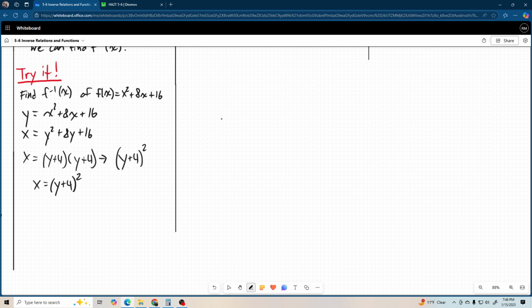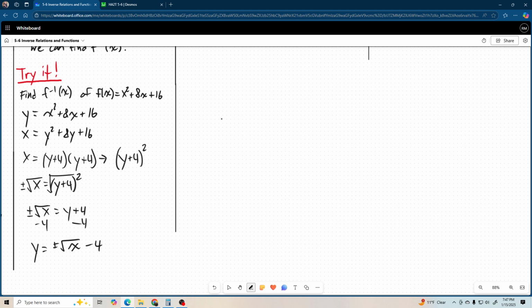Well, how do we get rid of something squared? We take the square root of both sides, right? And remember, we have to take positive and negative because it's an even degree root. So we'll have plus or minus the square root of x equals y plus 4. So how do we get y by itself? Well, subtract 4. And we're going to get y equals plus or minus the square root of x minus 4. Okay.